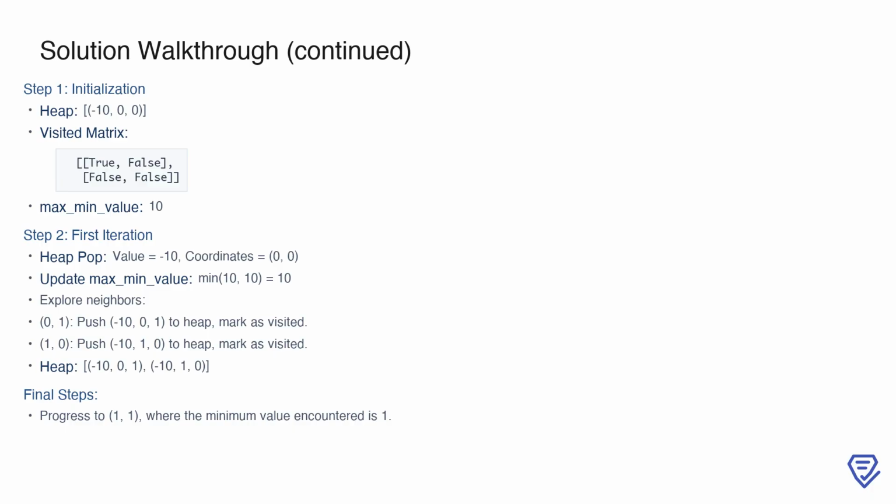Exploring the neighbors, we move to the right and push -10 from 0, 1 to the heap, marking it as visited. Moving downward, we push -10 from 1, 0 to the heap, marking it as visited as well. The heap now contains -10 and -10, representing the cells 0, 1, and 1, 0. As we proceed through this grid, the path eventually reaches the bottom right corner at 1, 1. The smallest value encountered along this path is 1, so the result for this grid is 1.